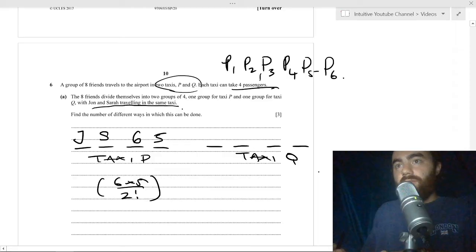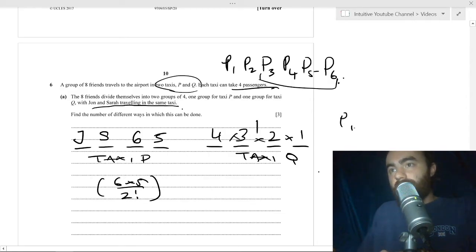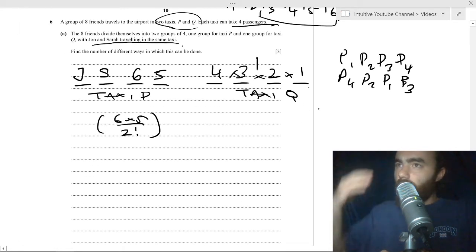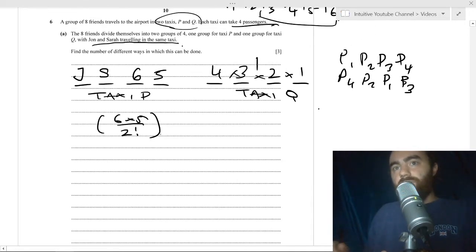And then the remaining, so we have 4 remaining. Well, how many ways can we put them into here? Well, that's just 1. There's only 1 way we can do that. We have 4 people, and we put them in the taxi. You could say it's 4 different people in the first slot, 3 different people in the second slot, 2 different people, and then 1 different person, and you can multiply those together. But it doesn't matter if it's P1, P2, P3, P4. This is the same as P4, P2, P1, P3. So we need to divide by 4 factorial to get rid of all those ways. I hope that makes sense. There's only one way to do that.